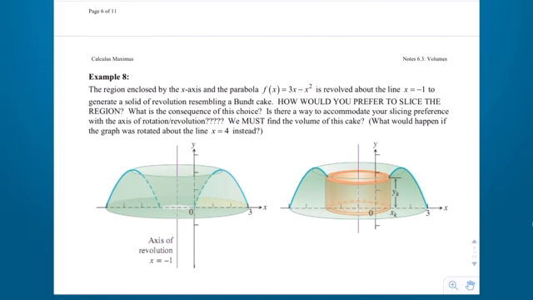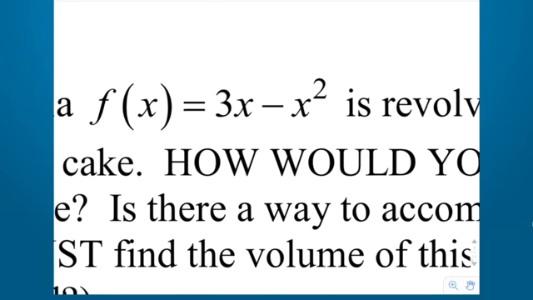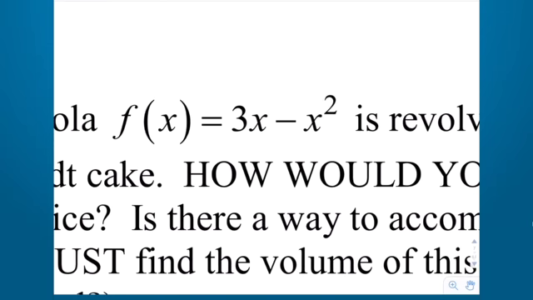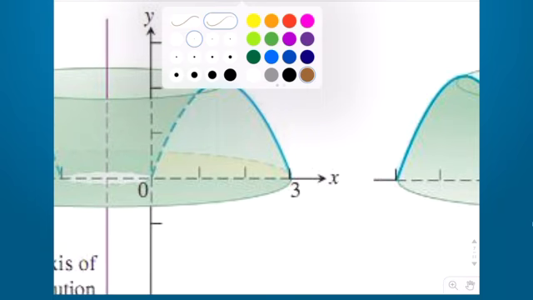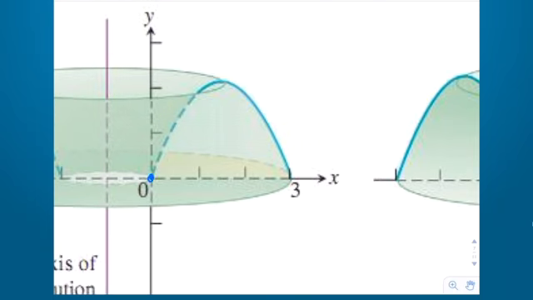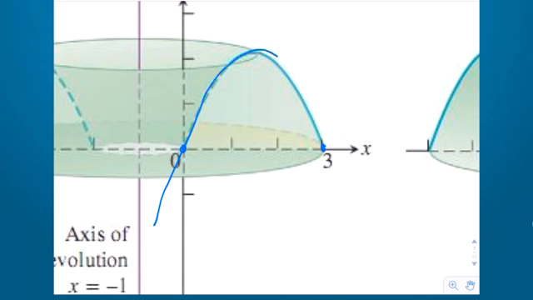Okay. So if you look at example 8, it says the region enclosed by the x-axis and the parabola 3x minus x squared. If you want to know what 3x minus x squared looks like, if you set it equal to 0, you could factor out an x, and you get 3 minus x. So that is a parabola that opens down, that has x-intercepts at 0 and 3. So they kind of graphed it for us. I'll just trace over it here in blue. Here's 0, here's 3, and the parabola opens down like this.